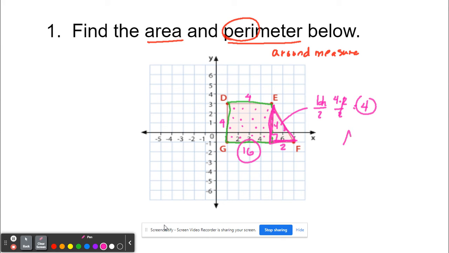So the area of this whole figure is 20, because I'm going to add 16 and 4 together. And we don't know how many units it is, so we just put units squared. Okay, that's how I would find the area.